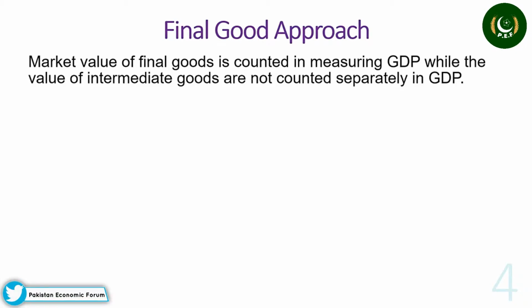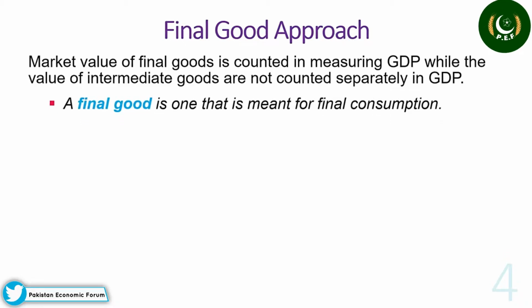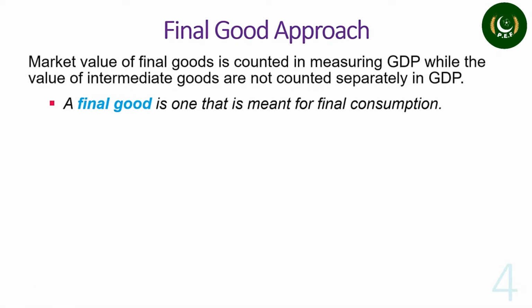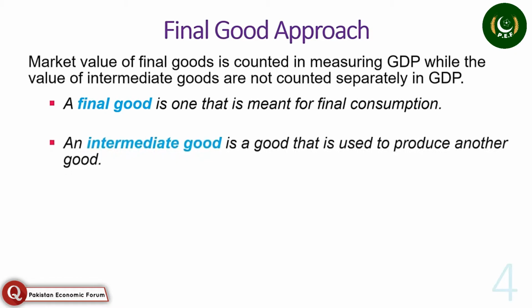Students, a final good is one that is meant for final consumption. For example, bread, shirts, pants, etc. While an intermediate good is a good that is used to produce other goods. For example, wheat is used to produce bread. Cloths, threads, and buttons are used to produce shirts, etc.